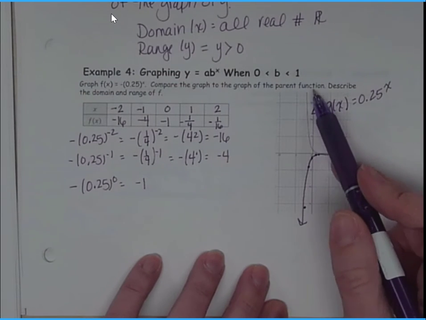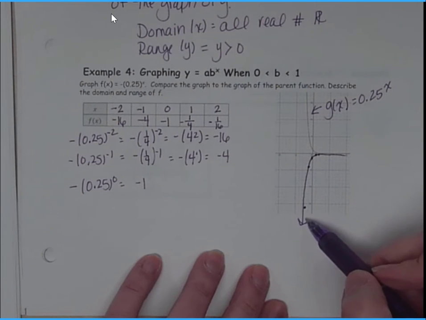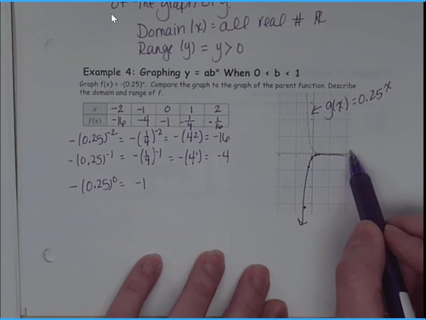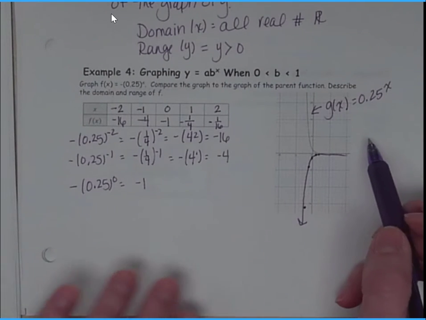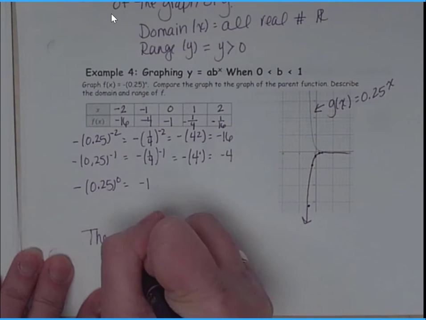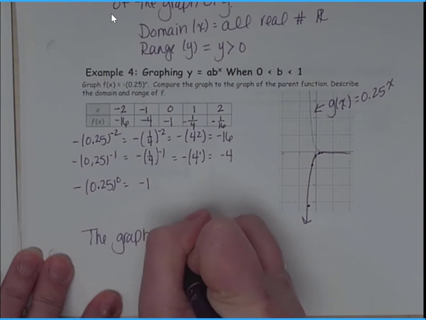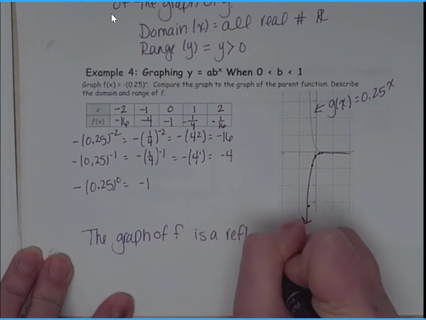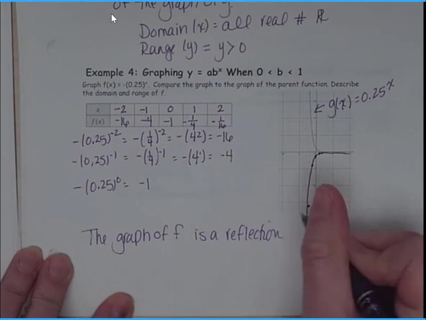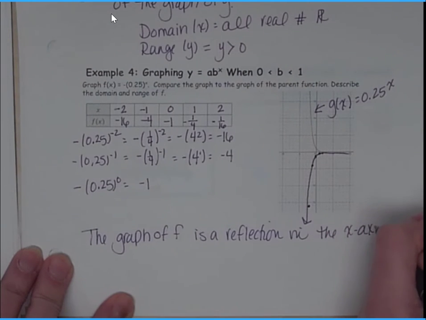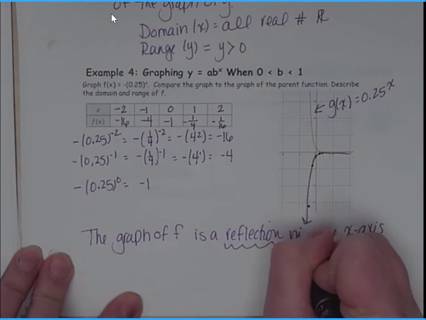So what's the difference between these graphs? Well, my original goes up. This one is a reflection in the x-axis. So my points are just the opposite here. So the graph of f is a reflection in the x-axis. So here's the info I need.